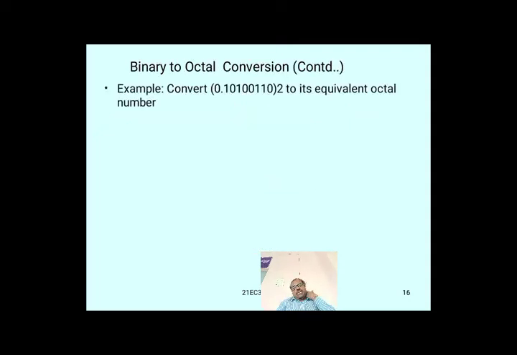Example: convert this one, 0.101001100 base 2, to its equivalent octal number. See, in the previous problem I gave a long integer and a short fraction. Here in this problem I have given a short integer and a long fraction. Okay, I have designed different problems for different concepts. Please make a note of it and learn it quickly.